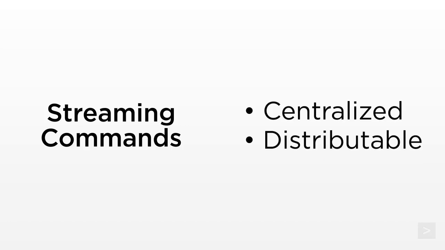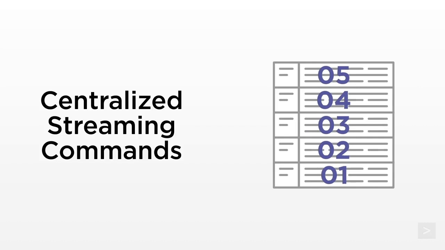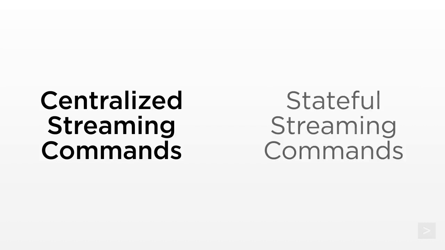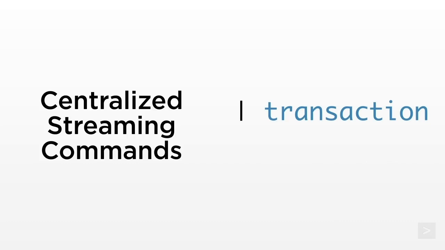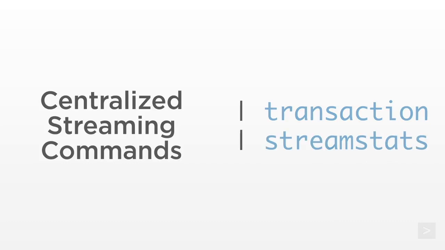Streaming commands come in two types, centralized and distributable streaming commands. Centralized streaming commands, like transforming commands, execute on the search head. They apply transformations to each event returned by a search, and the results depend on the order that the events come in. You may sometimes see them described as stateful streaming commands. Some examples of centralized streaming commands include transaction and streamstats.